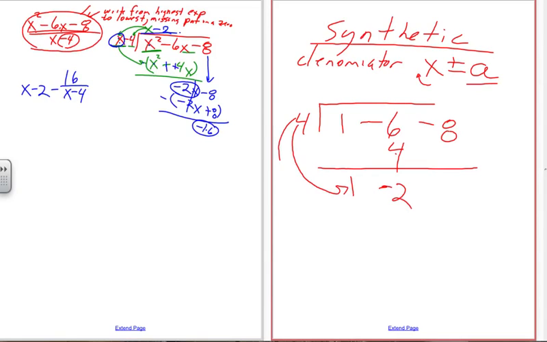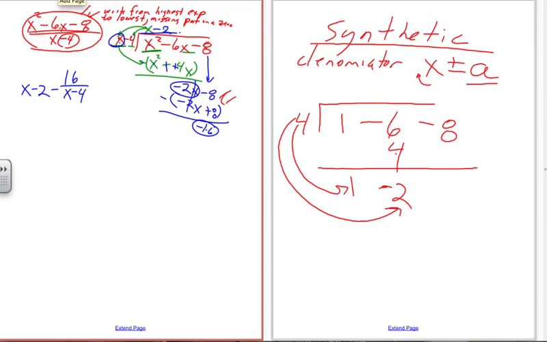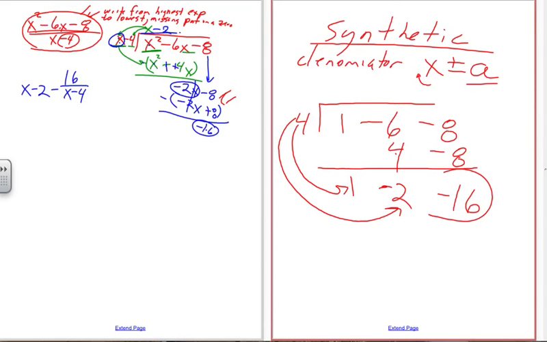Then I multiply these two numbers. And if you look back, you'll see this correlates with what we did over here, without all the little x's and minuses in there. So 4 times negative 2 is negative 8. I add these up, I get a negative 16. There is my remainder.